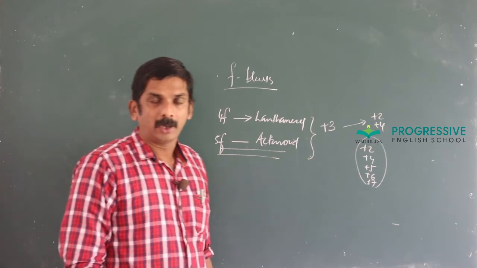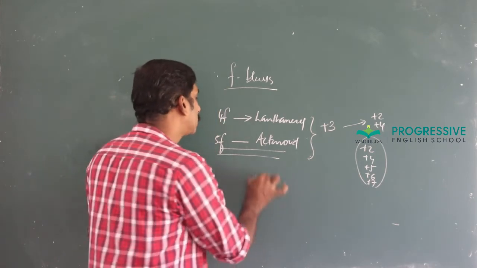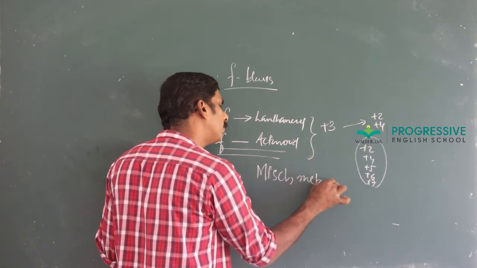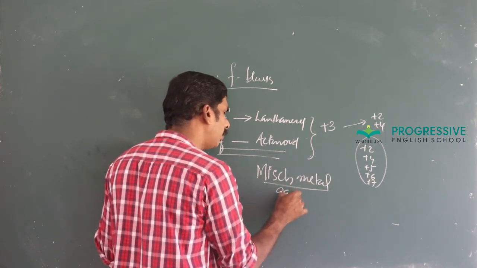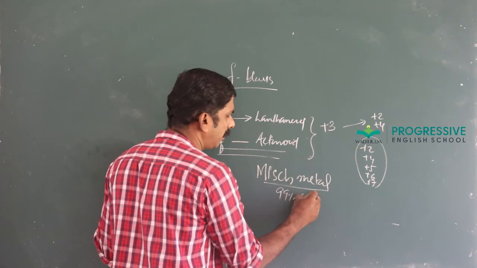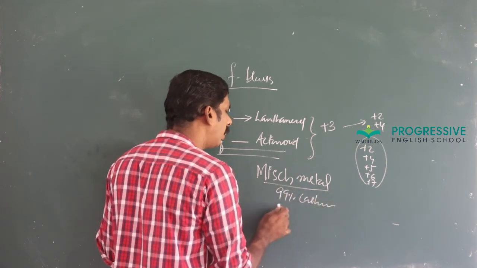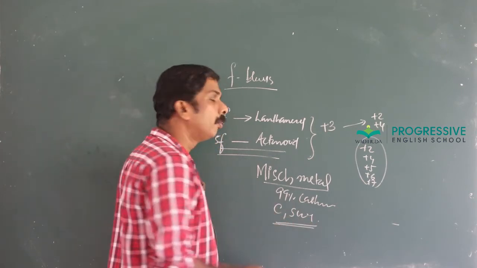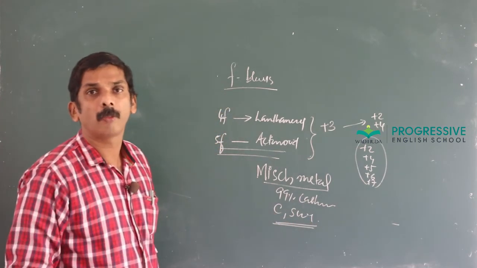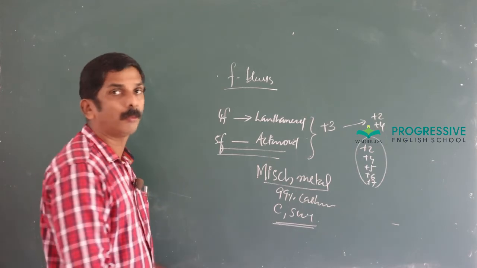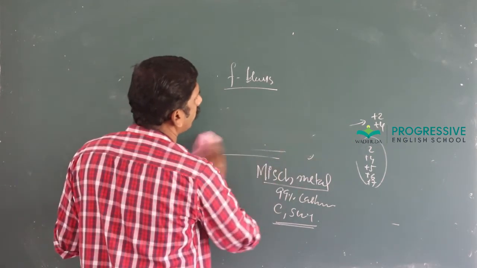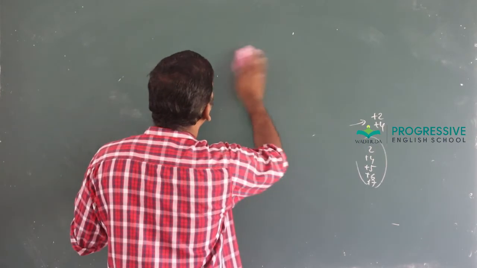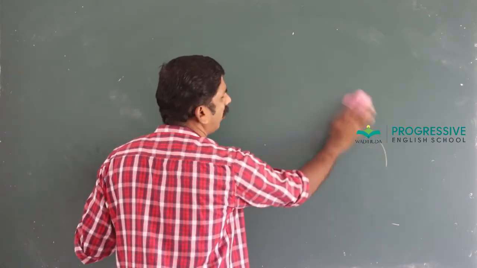One of the important alloys is called misch metal. Misch metal contains 99% lanthanoids with a small amount of carbon, sulfur, etc. Misch metal is mainly used for polishing purposes. These are the major things included in the F block elements.